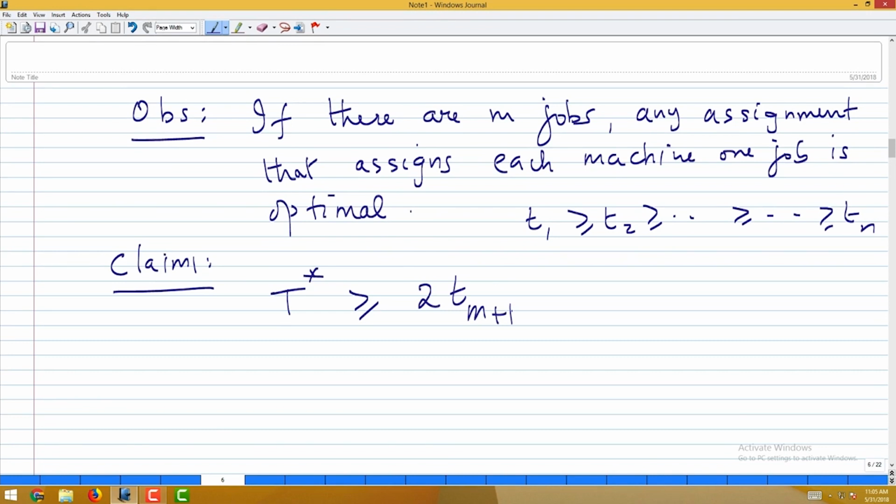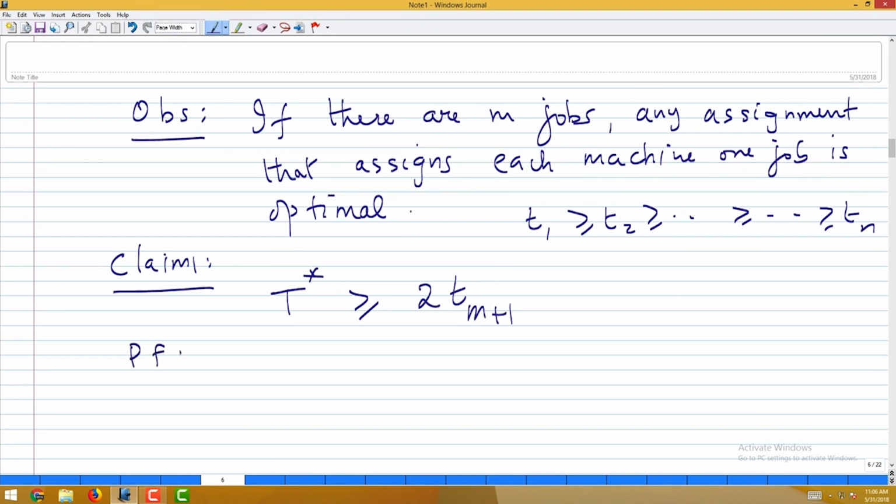So, you are talking about the optimum. Let us look at the optimum assignment. Let us even ignore jobs after m plus 1, and look at just the first m plus 1 jobs and an optimum assignment. Clearly, one machine will have at least 2 jobs, because there are m plus 1 jobs, by the pigeonhole principle. And what would be the makespan there? At least 2 times T m plus 1, because T m plus 1 is the least among them, since we have arranged them in order.